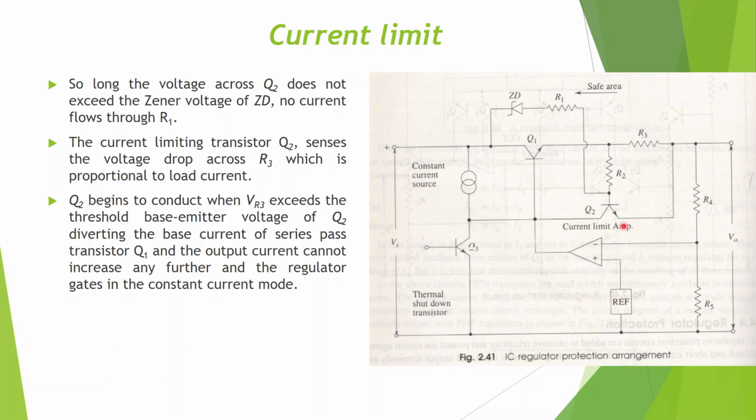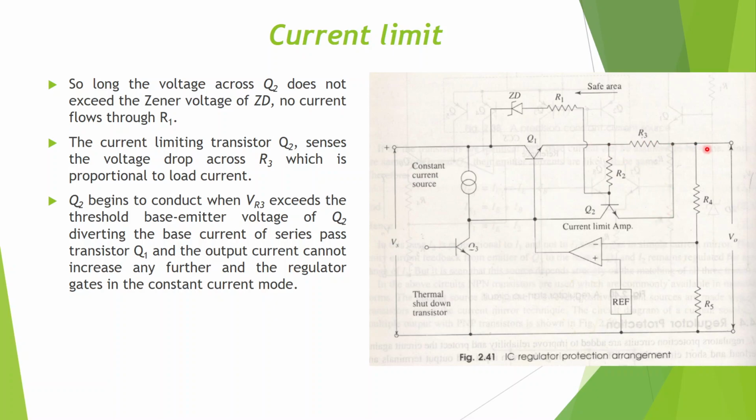Now transistor Q2 is put here to limit the current. And how does it do that? This transistor Q2 will sense the output current. How does it sense? It senses using this resistor R3. As you can see, this resistor R3 is connected between the base of the transistor and the emitter of the transistor. So the voltage developed across R3 is the voltage given to the base and emitter of the transistor.